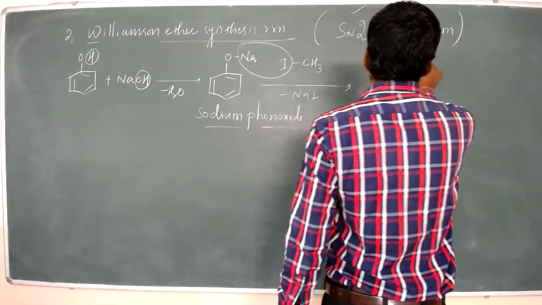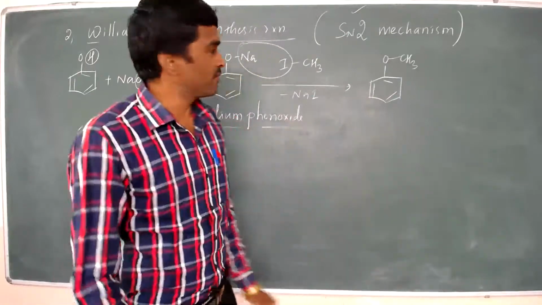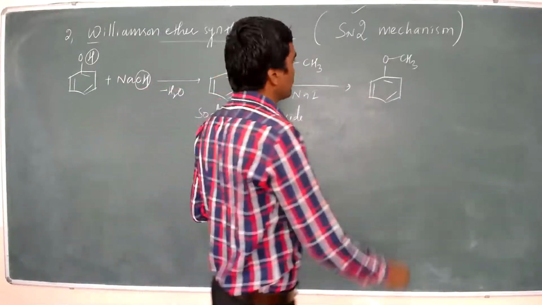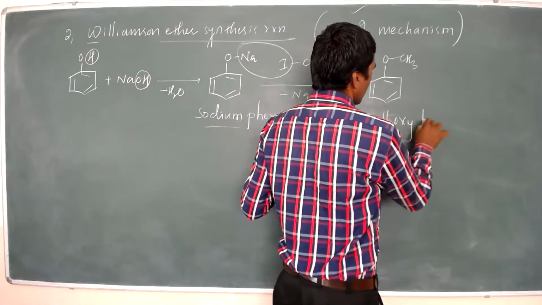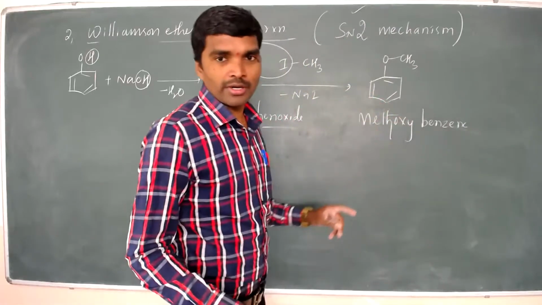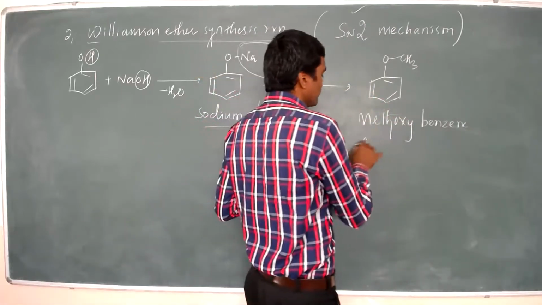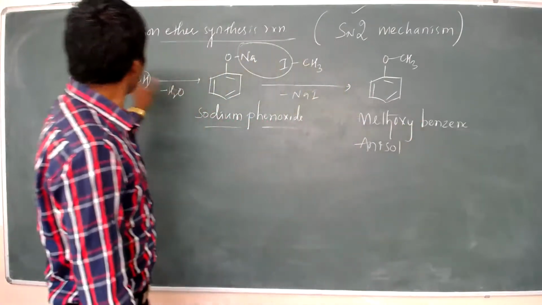C6H5OCH3 will be formed. What do we call it? Methoxybenzene. Another very important name for methoxybenzene: this is called anisole. Anisole.